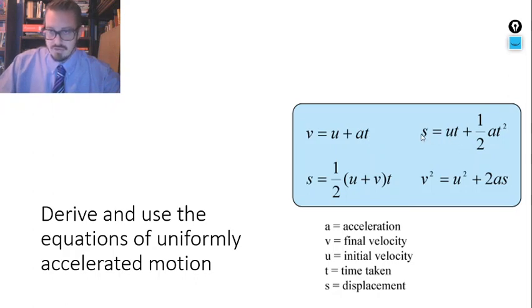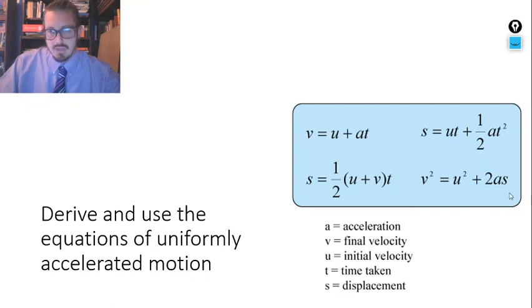This equation solves for displacement. The displacement is equal to ut plus 1/2 at squared. The displacement can also be calculated by 1/2 (u plus v) times t. And the equation that doesn't contain the variable time is v squared equals u squared plus 2as.